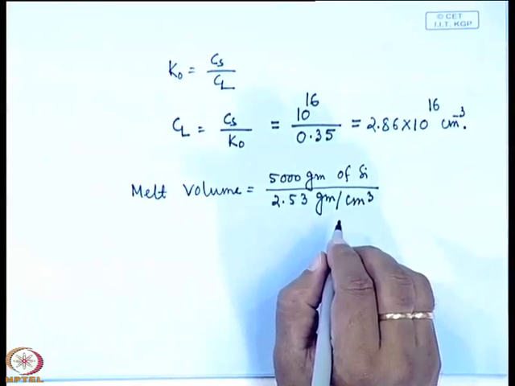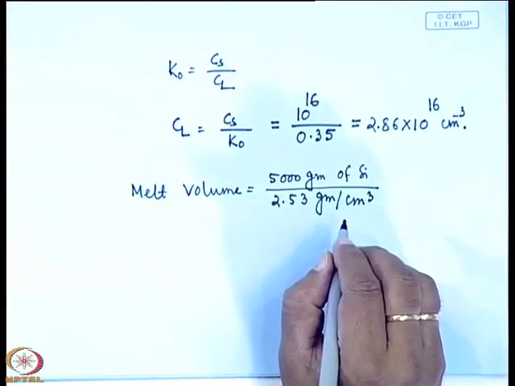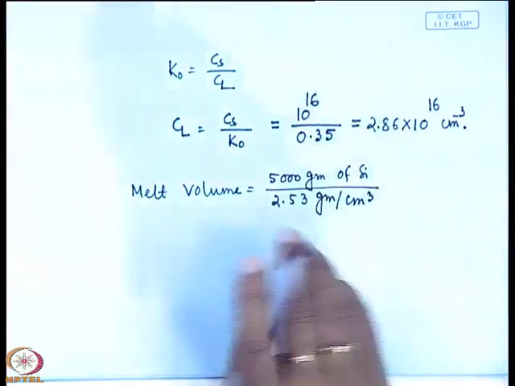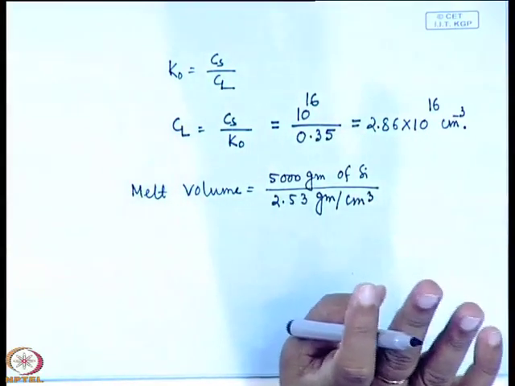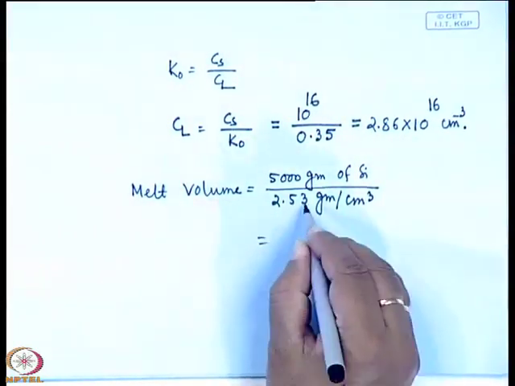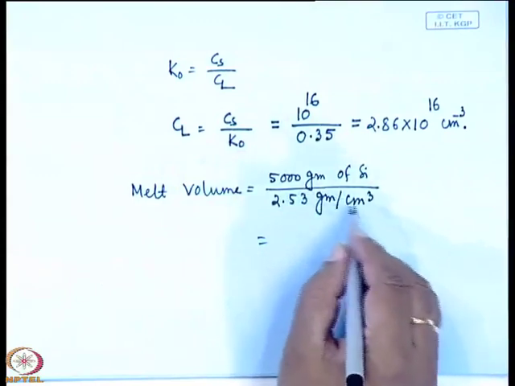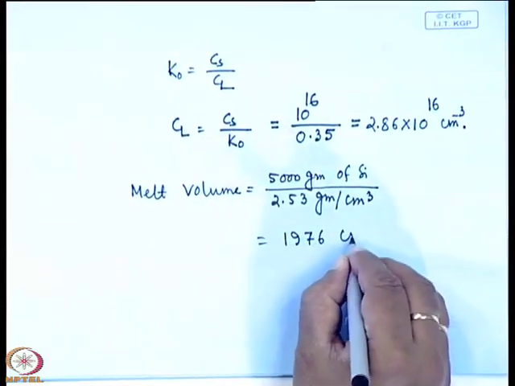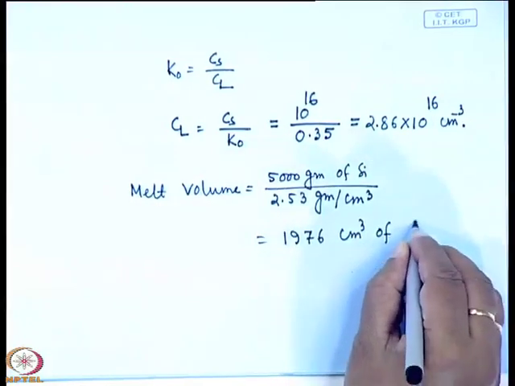Yes, 2.53, and normal silicon is 2.33 as per the data obtained in the literature. So, if you calculate this, you will find that it is 1976 centimeter cube of silicon.